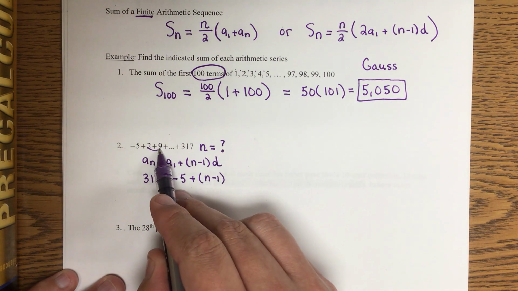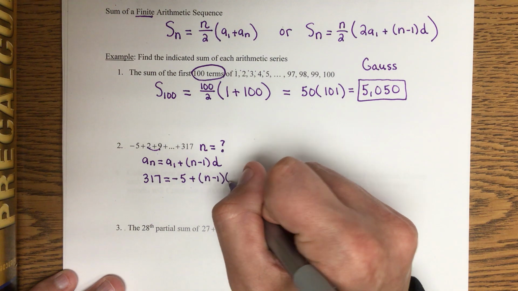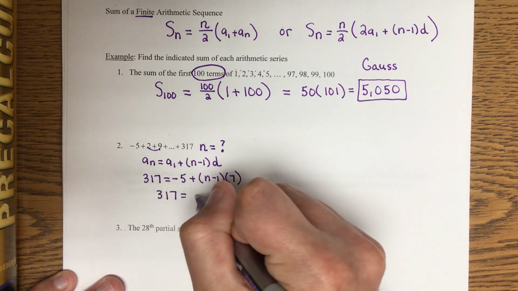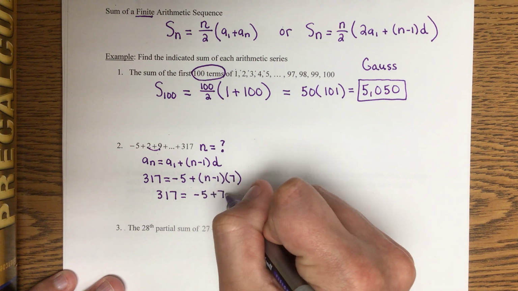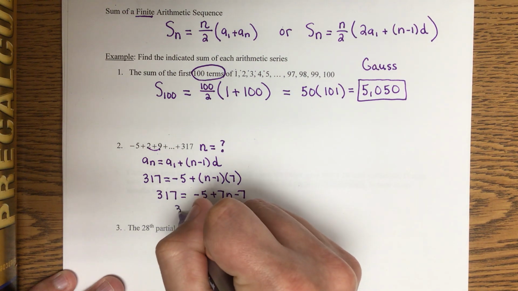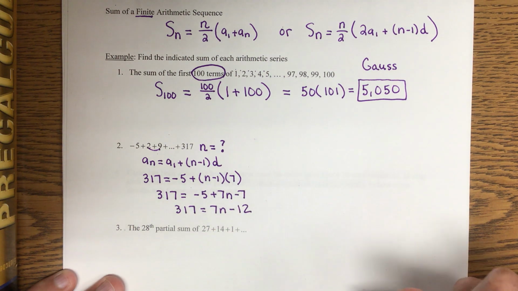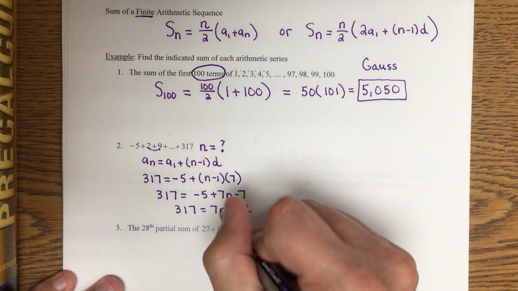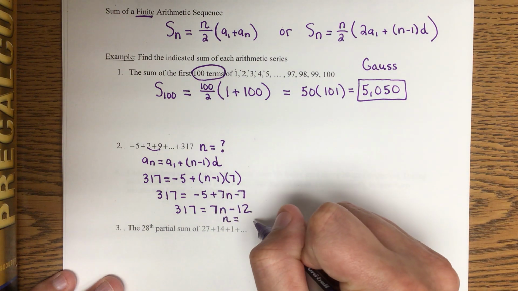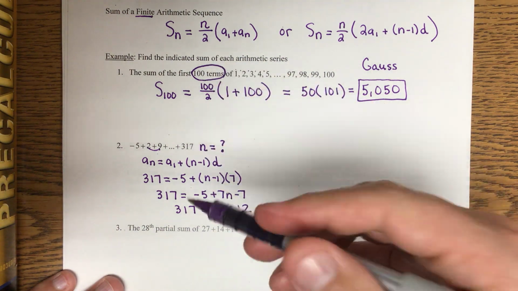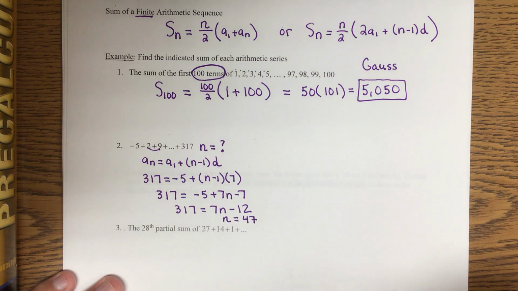If you look carefully here, they're adding 7 every time. So then I'm going to distribute the 7, combine like terms, and so I get 317 is equal to 7n minus 12. Add the 12, divide by 7. n comes out to be 47. So if you need n, you're going to use the formula that we learned previously.